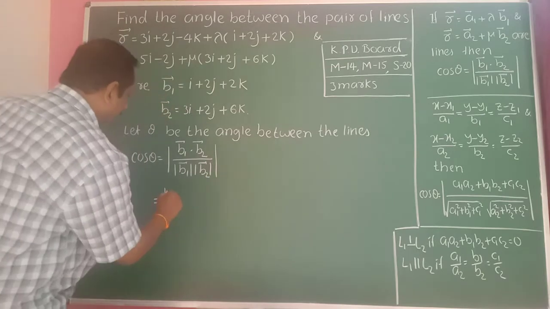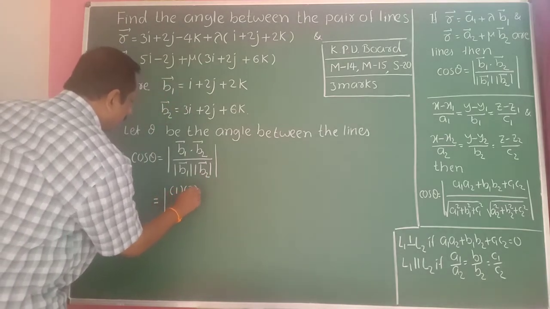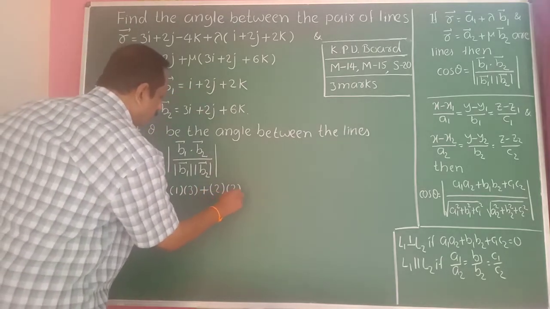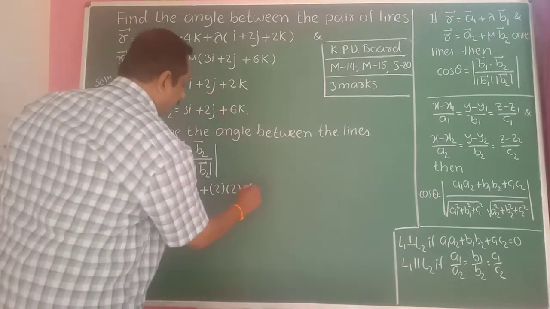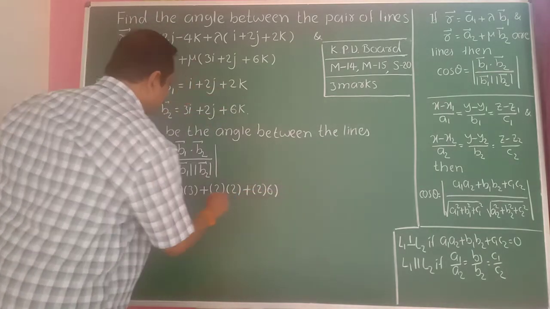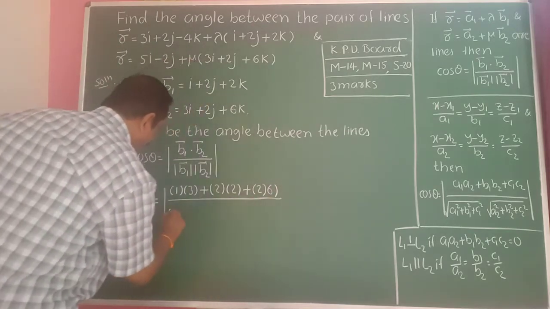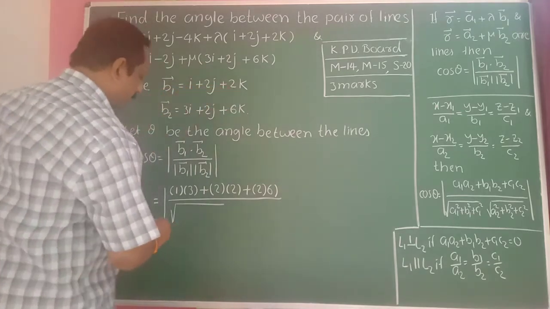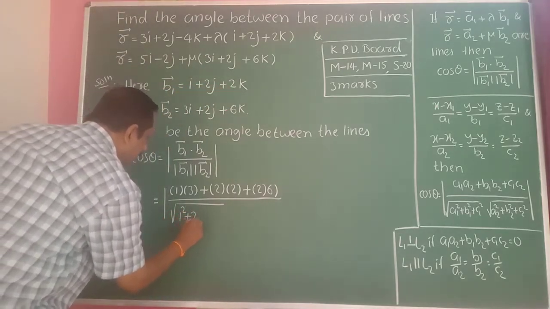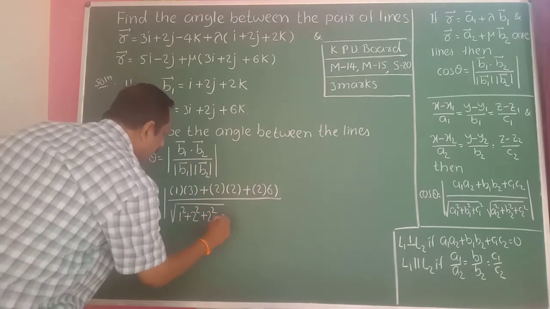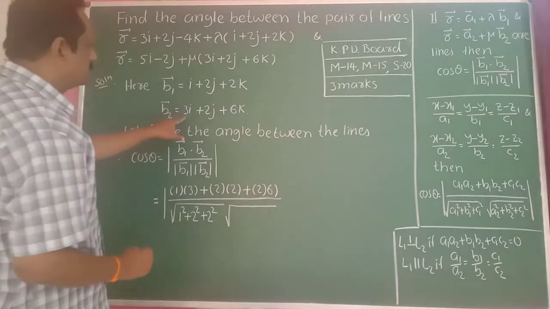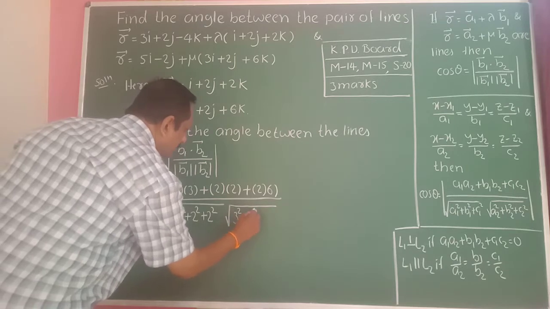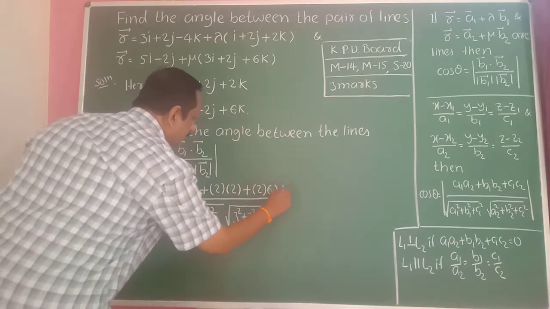Okay. 1 into 3 plus 2 into 2 plus 2 into 6, divided by, so modulus of b1 means the root of 1 square plus 2 square plus 2 square here. Then the root of 3 square plus 2 square plus 6 square.